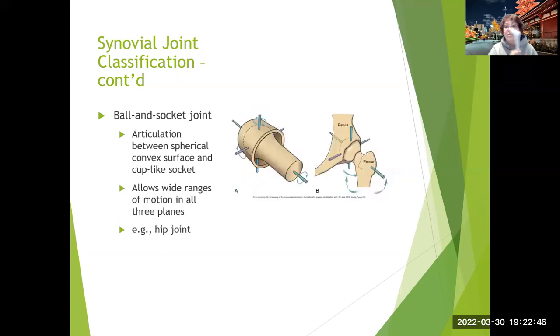Ball and socket joint, it's your classic hip or shoulder joint. So it's an articulation between a spherical convex surface and a cup-like socket. It allows wide ranges of motion in all three planes of movement: rotation, abduction, flexion, extension, sagittal plane, frontal plane, transverse plane. 3 degrees of freedom, the hip joint, shoulder joint. Those are our 2 ball and sockets. And look at what we expect from our shoulders, a lot.